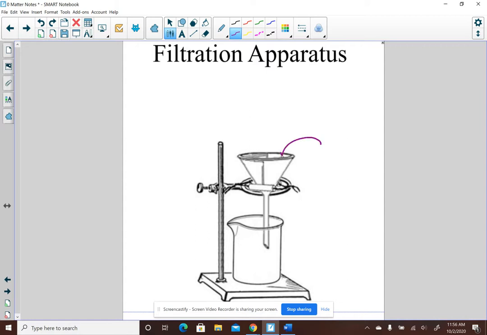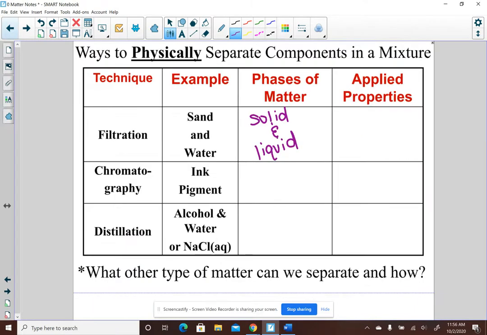So this is a funnel, and there's filter paper inside of this funnel. The solid is going to get stuck up here, and the liquid is going to end up coming through and ending up in our beaker. So we can separate a mixture made up of solid and liquid using filtration. So why does this work? It depends on, you can say because you have a solid and a liquid, but you also might see the wording different particle size.